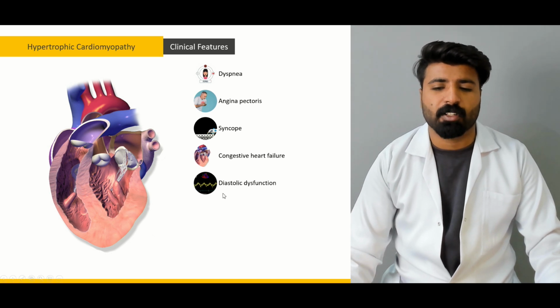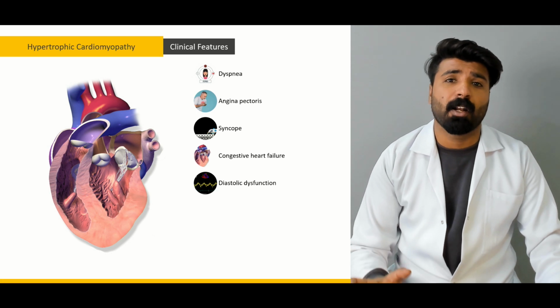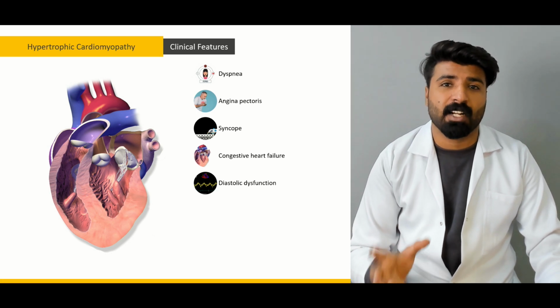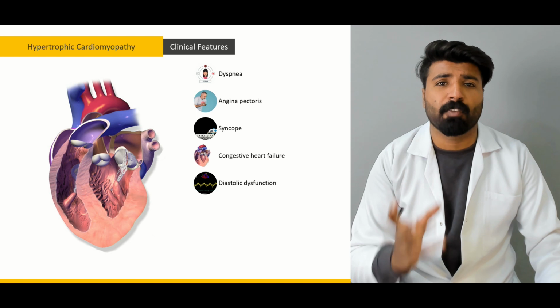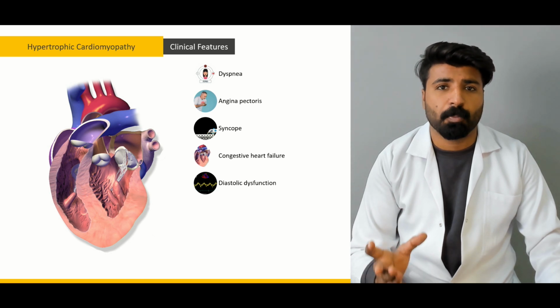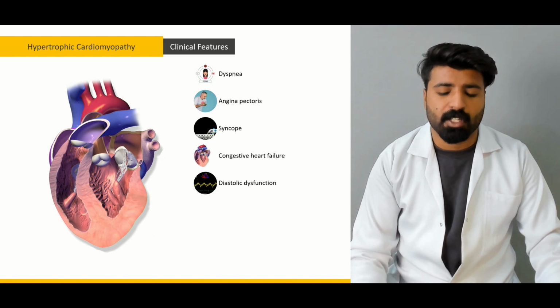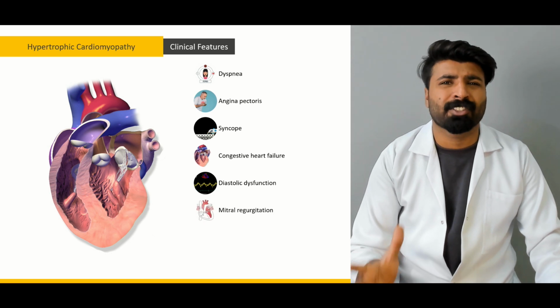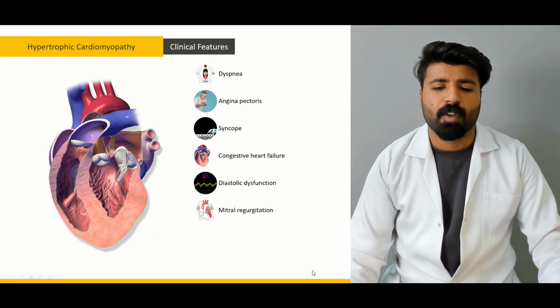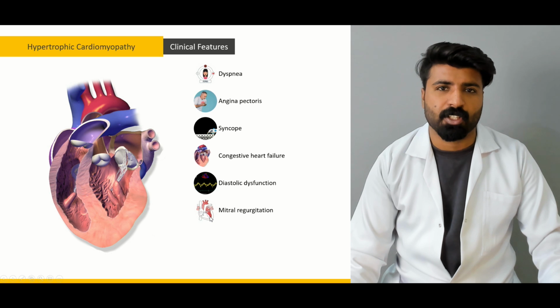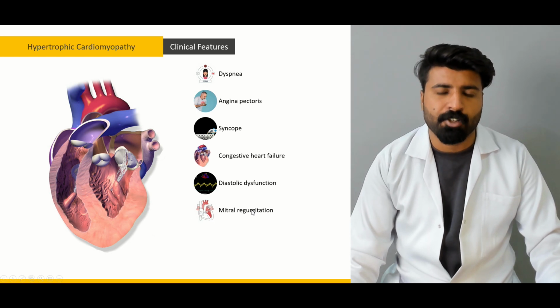Next now we have diastolic dysfunction. What does that mean? Diastolic dysfunction means the blood won't be able to fill inside the heart. The heart won't be able to fill the blood inside of those chambers. So the patient is going to have diastolic dysfunction because those walls are thick and hypertrophied. Next now we have mitral regurgitation. Why are we going to have mitral regurgitation? First of all, where is the mitral valve?